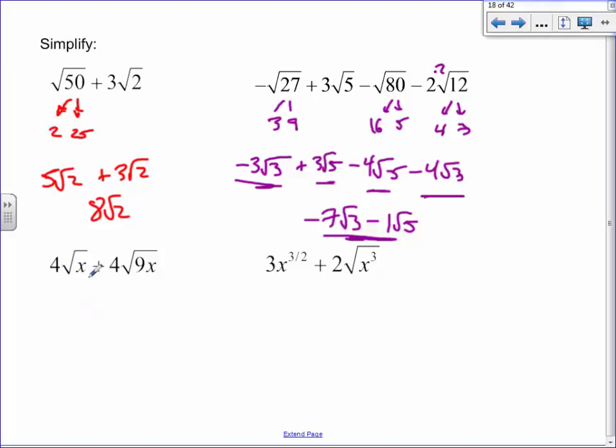Well, 4 root x, really, there's nothing you can do with it. It's 4 root x. But this 9 right here on this one, you can break 9 up into a couple of 3's, or just recognize, doesn't 9 actually square root? Square root's to 3. So that 3 then will times by the 4, it multiplies to give 12, and then you have root x. So the 9 square roots to 3, the 3 times by the 4 for 12. Now you have like radicals. 4 and 12 is 16 root x's.